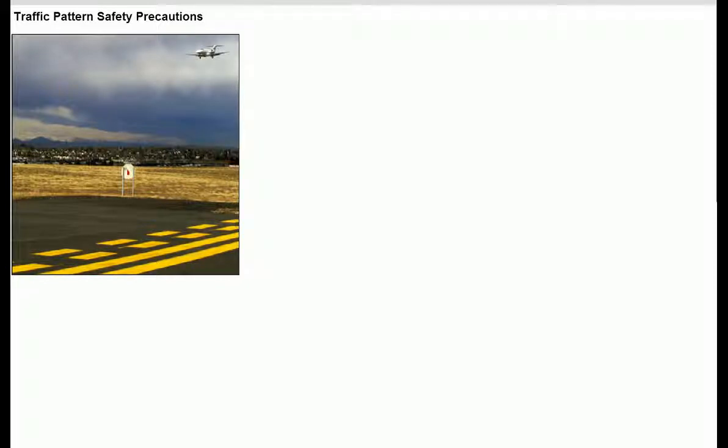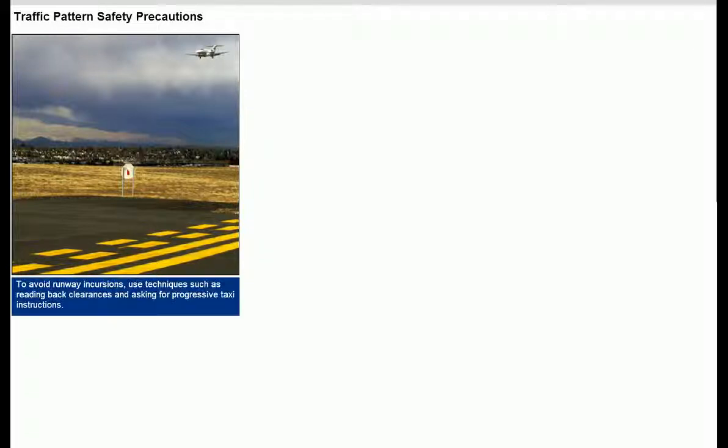In addition to flying traffic pattern procedures correctly, you should follow safety precautions when operating at airports to avoid hazards that can lead to accidents. Collision hazards with aircraft operating on runways, or runway incursions, are caused by errors associated with communication and positional awareness. To avoid runway incursions, use techniques such as reading back clearances and asking for progressive taxi instructions.